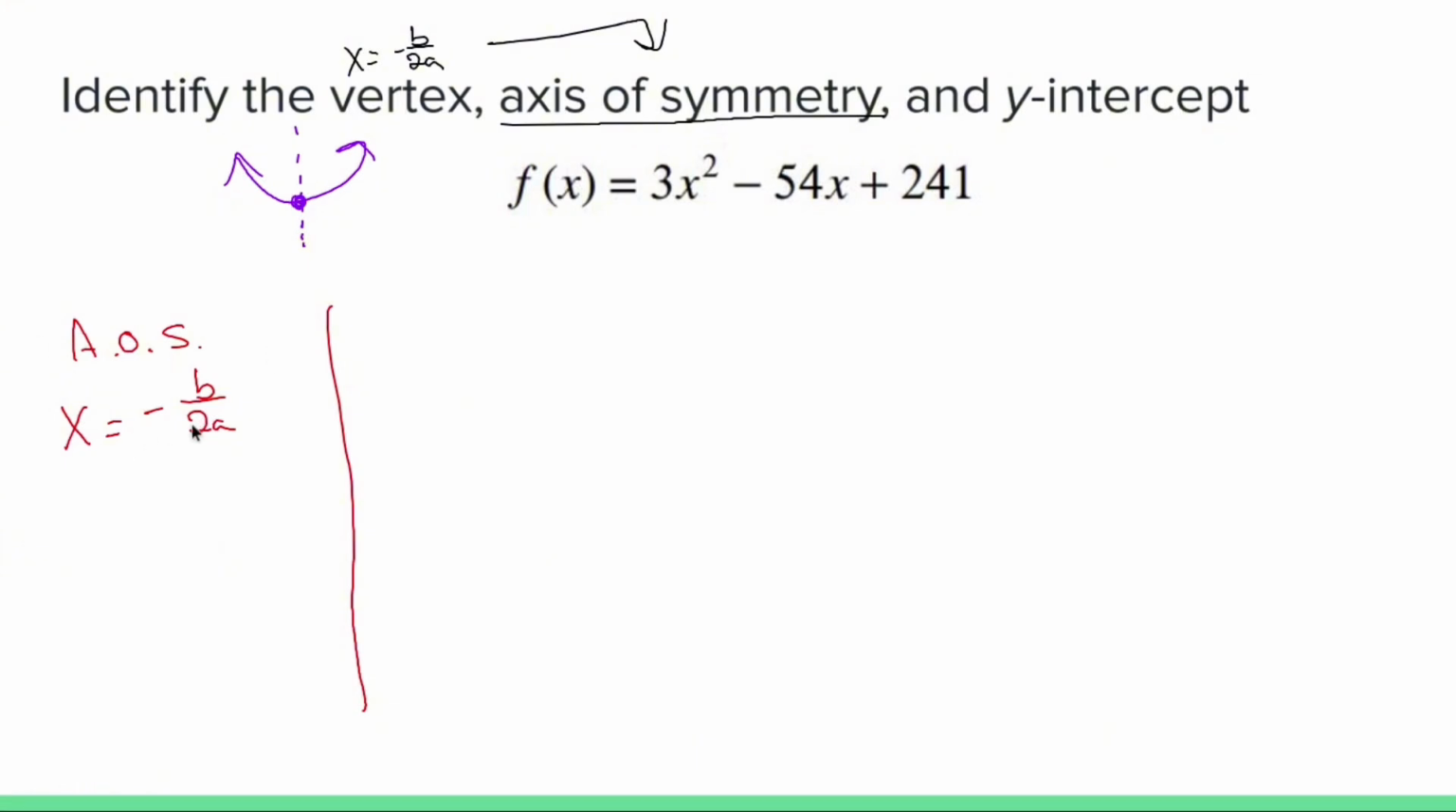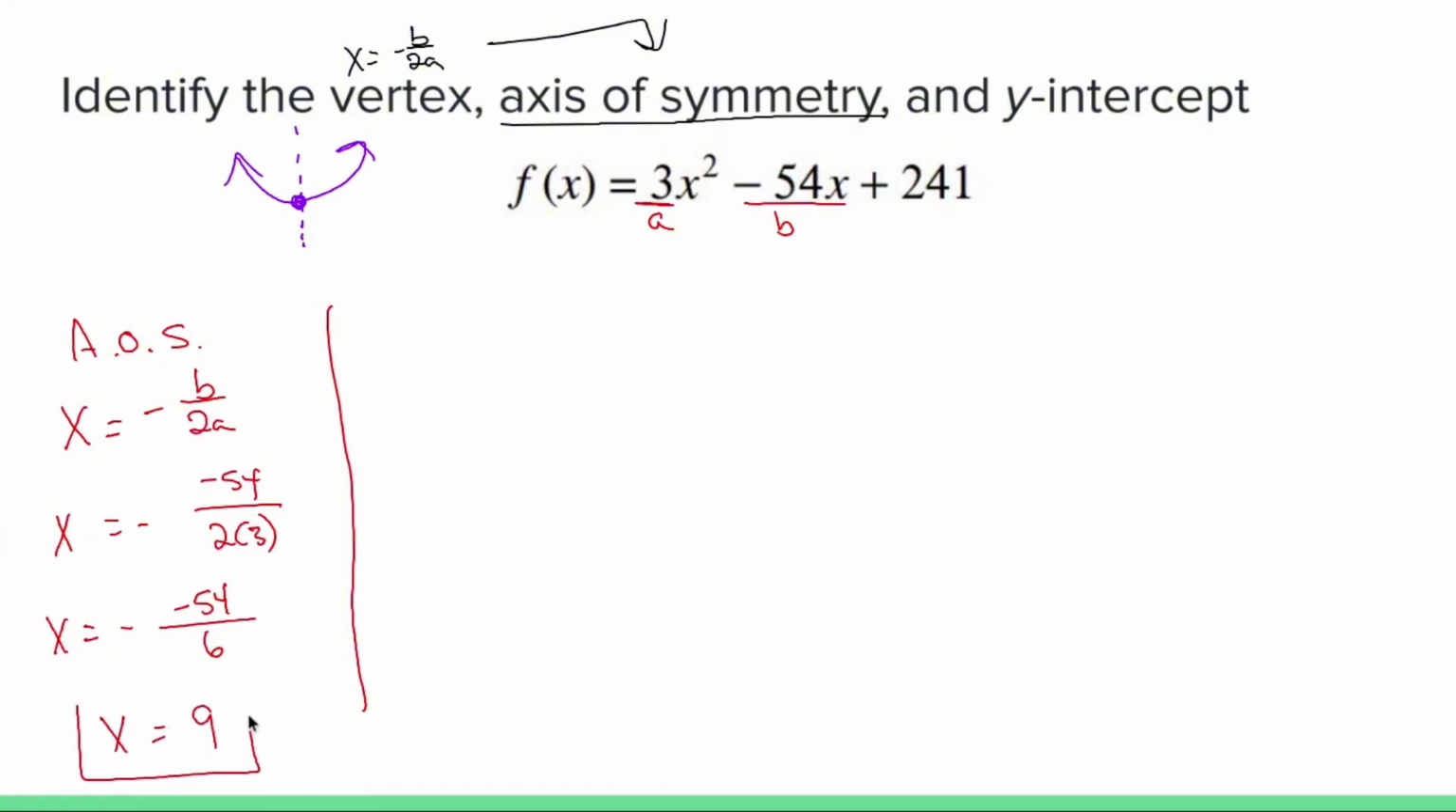Now, x equals -b over 2a means that's my a, and b is going to be -54. So x equals -54 over 2 times 3. So x equals -54 over 6, which is going to be double negative, x equals 9. So that is my axis of symmetry, the vertical line x equals 9.